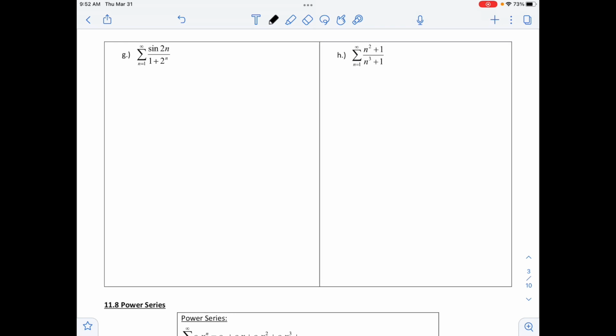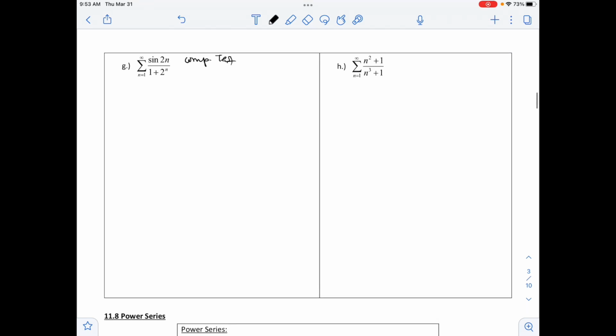Usually when they're in a form like this, where it's a little bit different of a problem and not so easy to see, we have a trig, a polynomial, an exponential, all these different things going on, I'm going to consider the comparison test. And remember, we also have the limit comparison test, but I'm going to first consider the comparison test. And I'm going to compare this, since I know that sine of 2n is in the interval from -1 to 1.